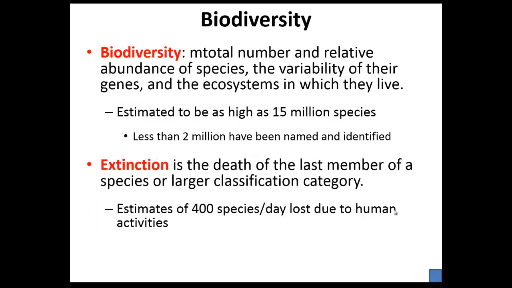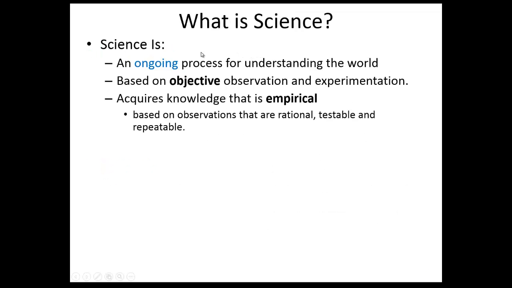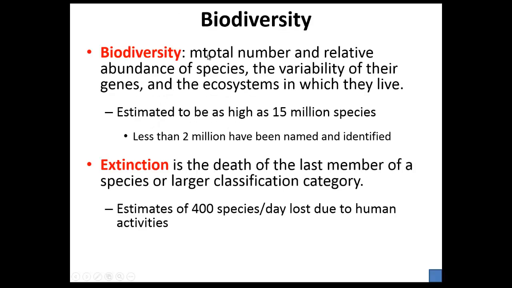So maintaining biodiversity is really something that should be a concern of all humans. And how we define biodiversity, it's the total number of species and their abundance relative to other species. So again, if you look at a farm field, there's not a whole lot of biodiversity there. That's what we call a monoculture. It's just one crop growing over an expansive area.